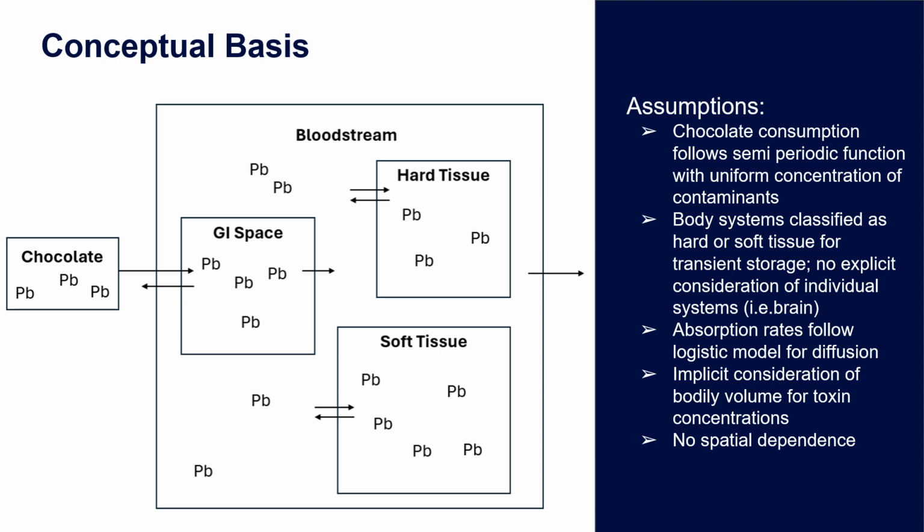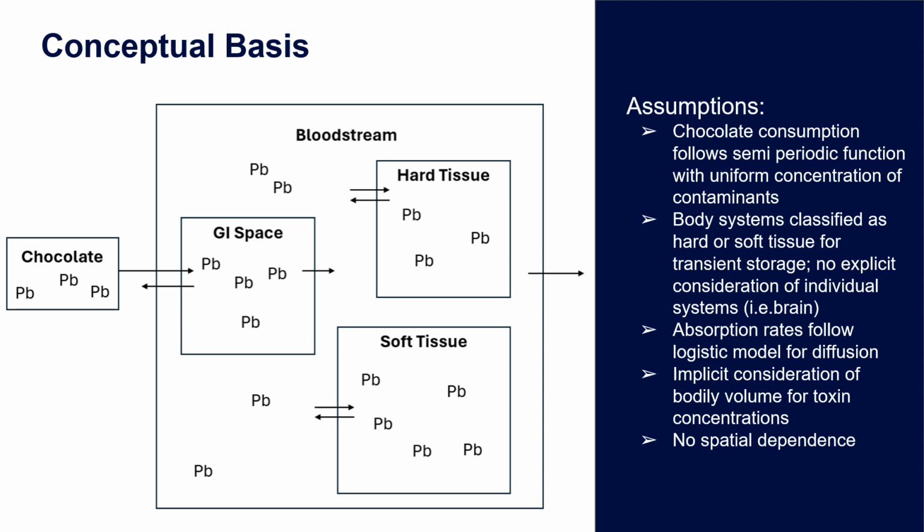Short-term storage is comprised of soft tissue organs, including the brain, muscles, skin, etc., while long-term storage is comprised of hard tissue, namely bones. Several assumptions were made during the modeling process. Chocolate consumption was modeled by a semi-periodic function with uniform contaminant concentrations. Bodily systems were grouped based on tissue type with no direct consideration for toxicity in individual organs. Absorption rates were modeled following the logistic curve, dependent on the relative species concentrations.